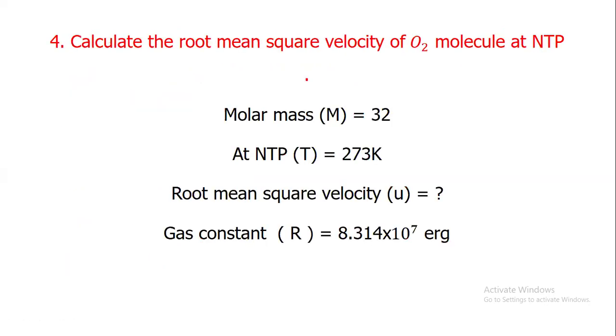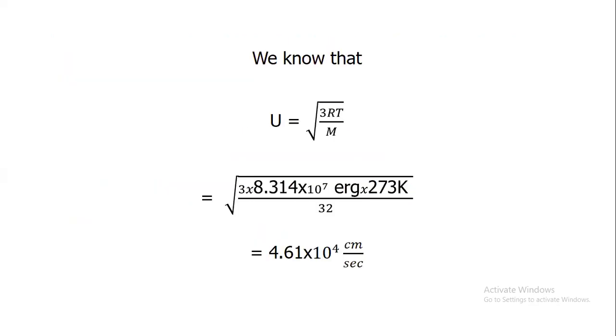Calculate the root mean square velocity of O2 molecule at NTP. Molar mass M is 32, at NTP temperature 273 Kelvin. Root mean square velocity what? Gas constant R equals 8.314 × 10^7. We know that root mean square velocity is root under 3RT over M, and substituting the values of R and T, we get 4.61 × 10^4.